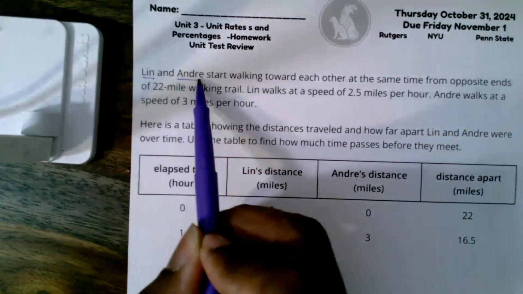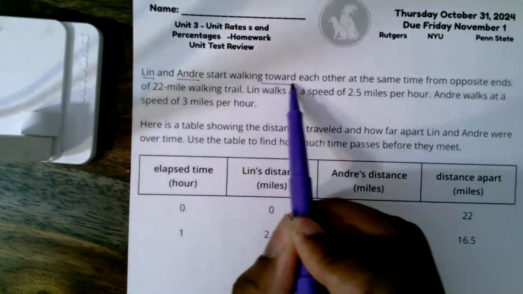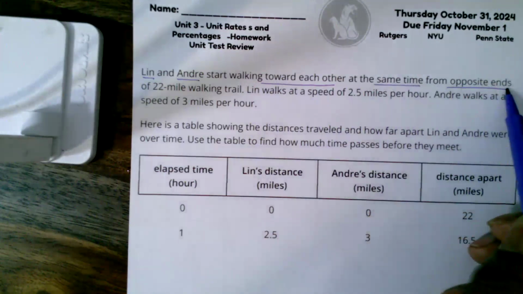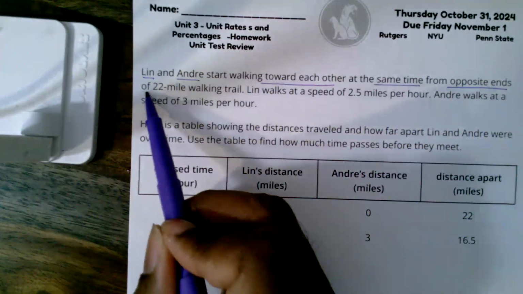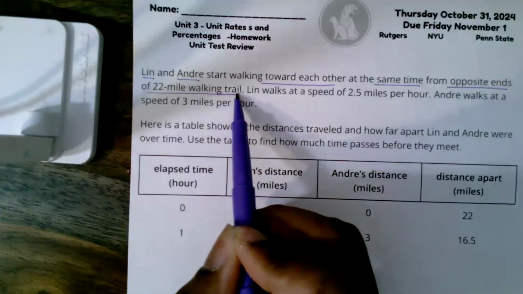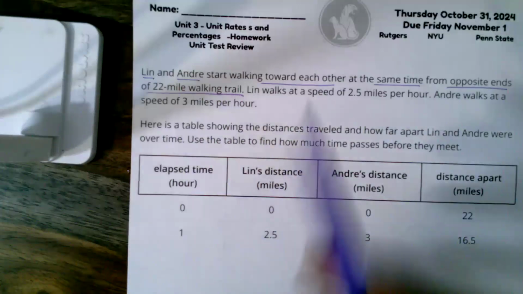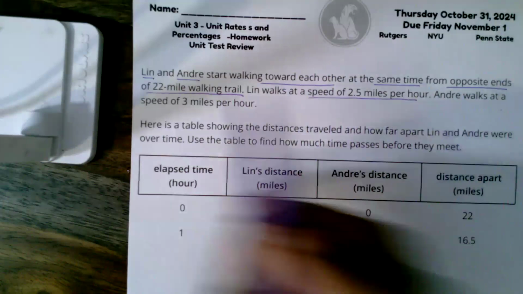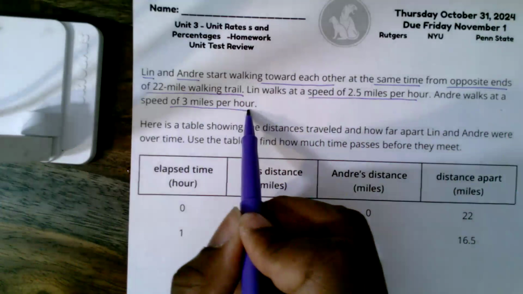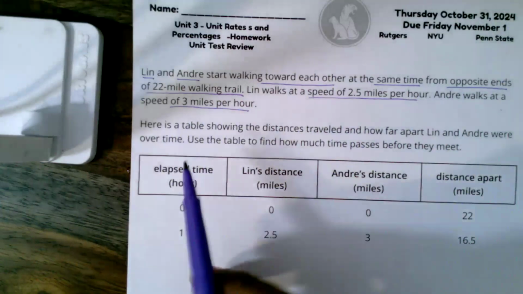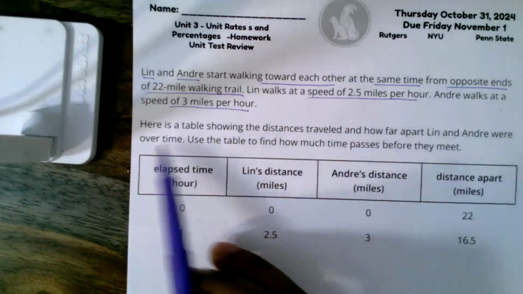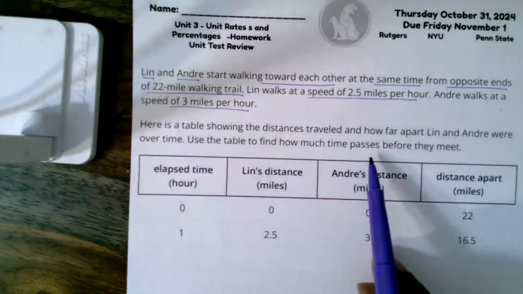Lynn and Andre start walking toward each other at the same time from different ends of a 22-mile walking trail. Lynn walks at a speed of 2.5 miles per hour. Andre walks at a speed of 3 miles per hour. Here's a table showing the distances traveled, how far apart Lynn and Andre were over time. Use a table to find out how much time passes before they meet.